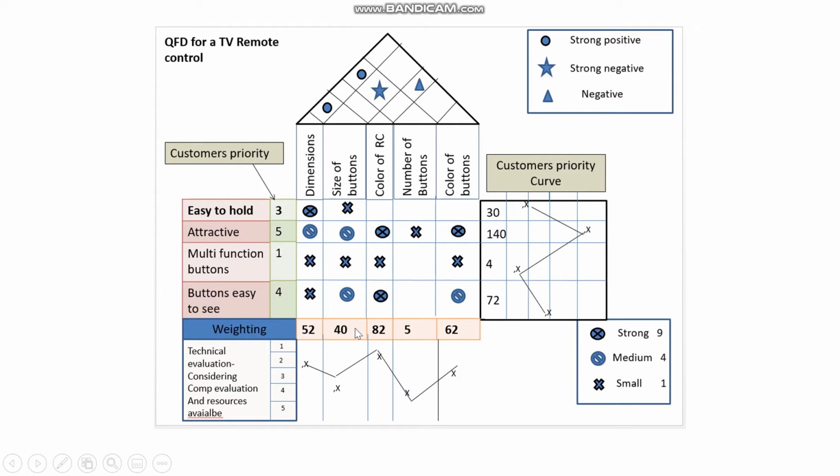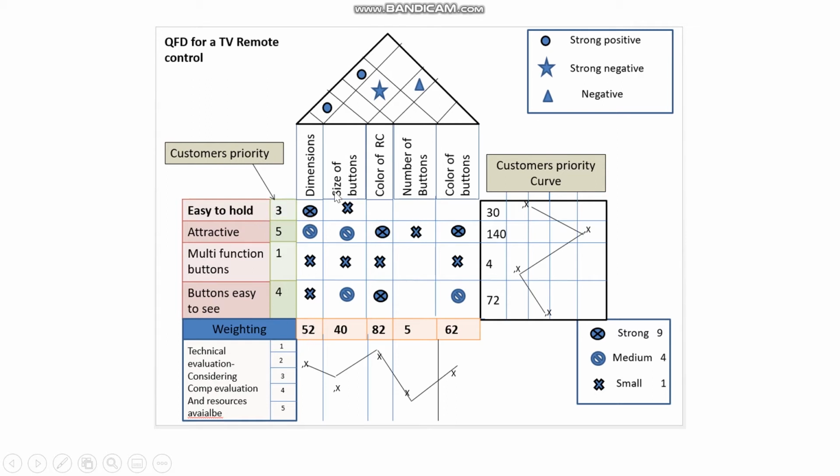How are we going to do it here? That means a vertical column, similar to that. 3 is already there, easy to hold. And see here, the strong relationship is there. 3 multiplied by 9, then 5 multiplied by 4, 1 multiplied by 1, 4 multiplied by 1. 5 into 4, 20. 20 plus 1, 21. 21 plus 4, it is 25, and 3 into 9, 27 is coming. Then all those things, if you add, 52 will come.